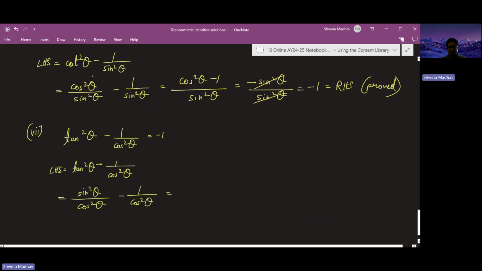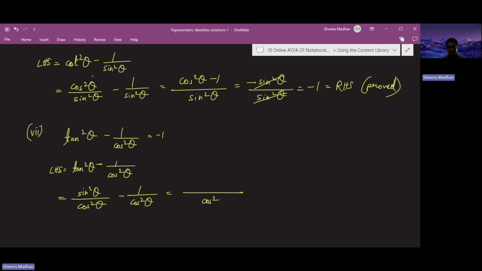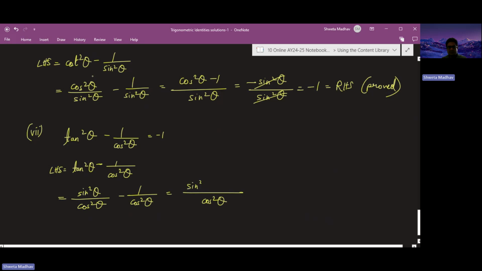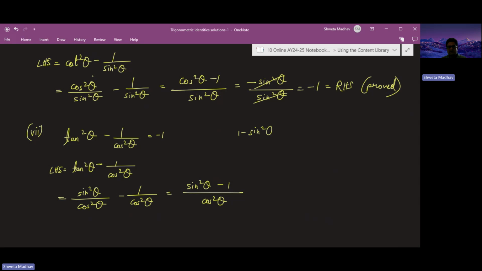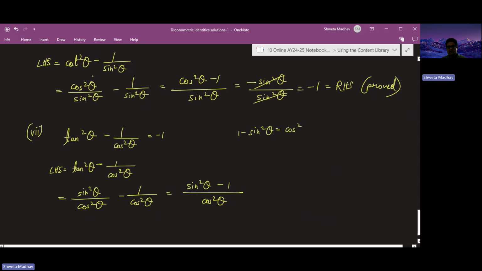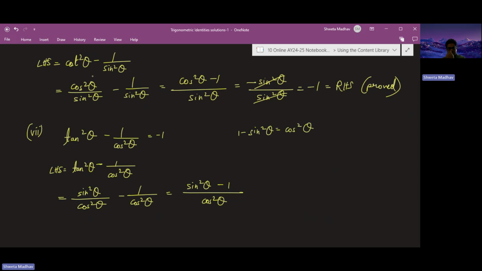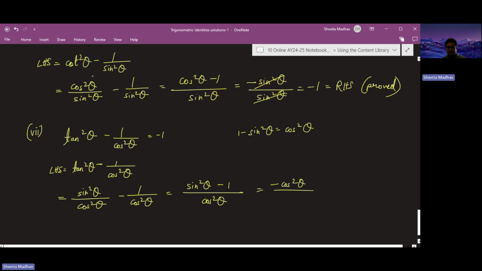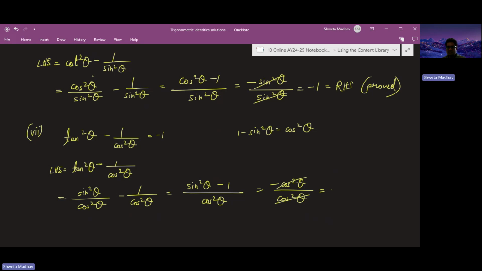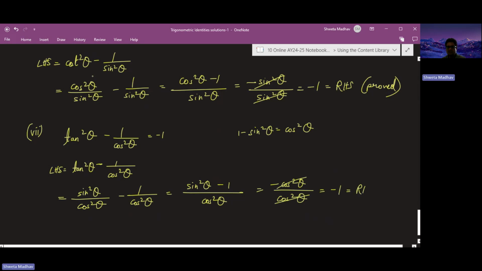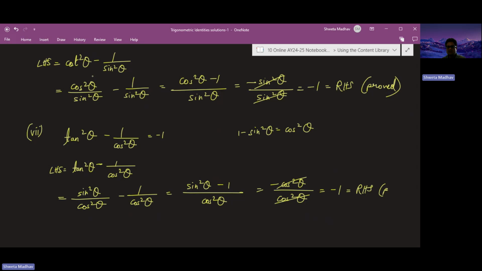So if you take the LCM as cos square theta, this will be sin square theta minus 1. Now we know that 1 minus sin square theta is equal to cos square theta, since sin square theta plus cos square theta is 1. So sin square theta minus 1 will be minus cos square theta. So minus cos square theta by cos square theta. Cos square theta will get cancelled. So this is equal to minus 1, which is equal to the right hand side. So hence proved.